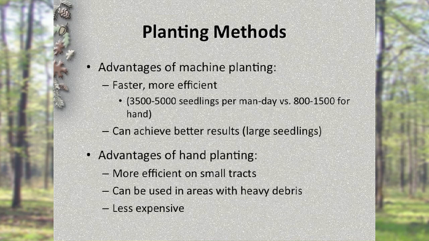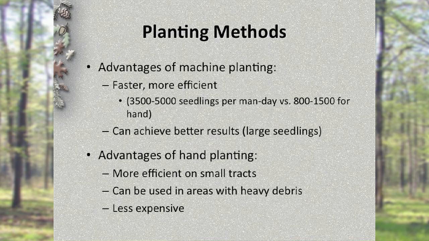If we're looking at the different planting methods, there are advantages to both. The advantages of machine planting are that it's both faster and more efficient. Typically, with a machine we can plant between 3,500 to 5,000 seedlings per man day, versus an individual who can plant maybe between 800 to 1,500 seedlings by hand. Also, because you're packing them very tight with the weight of the machinery, you usually get a better result, specifically for the large seedlings, because they're more difficult to plant by hand and a lot easier to plant by machine.